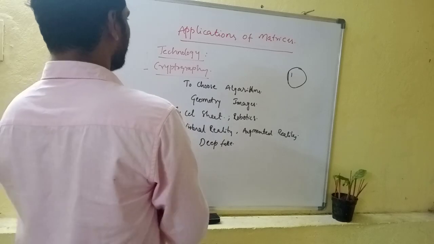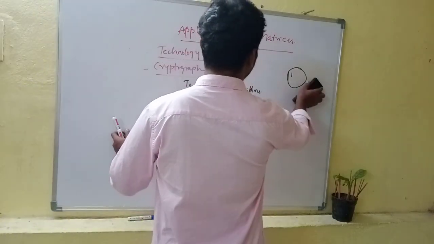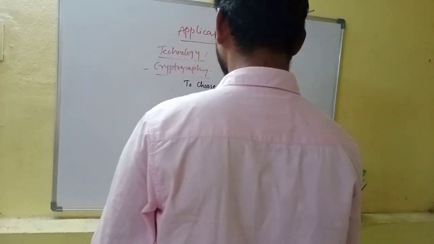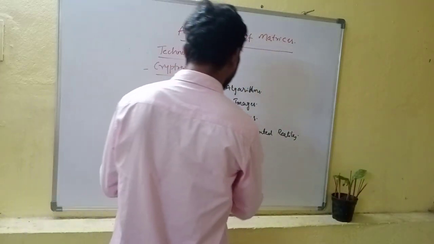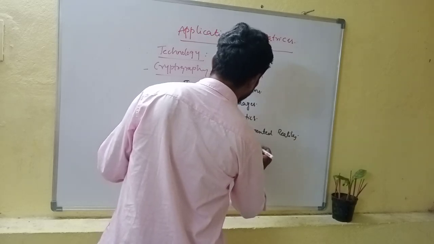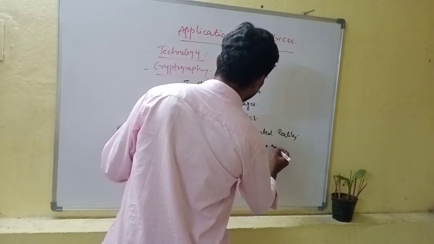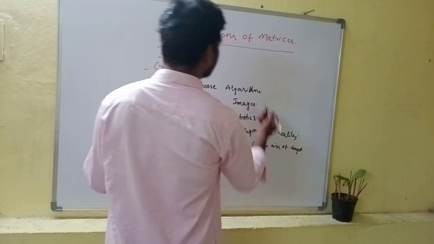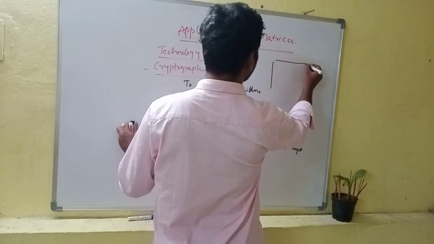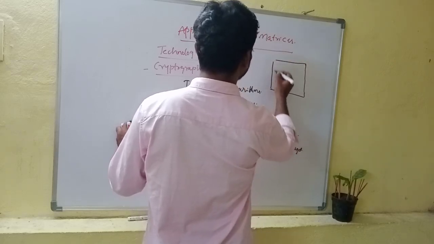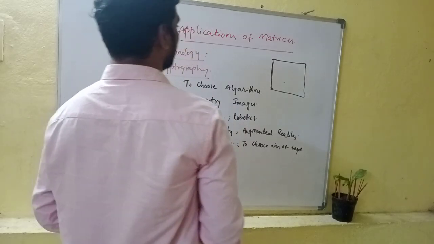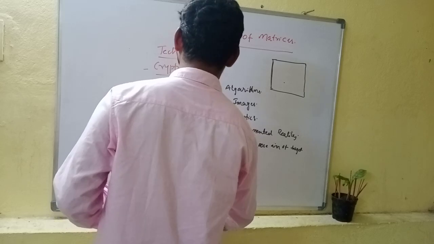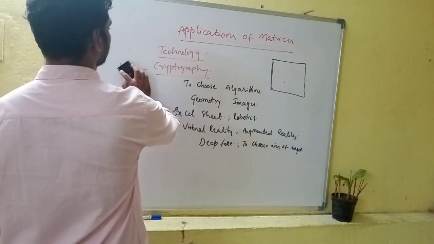For that, they will use matrices for algorithms and for coding. And in defense technology also, to choose the aim of the target, because it has a horizontal component and a vertical component, so it has four sides of boundaries. So you can choose the target here. In this way, in technology, matrices are used.